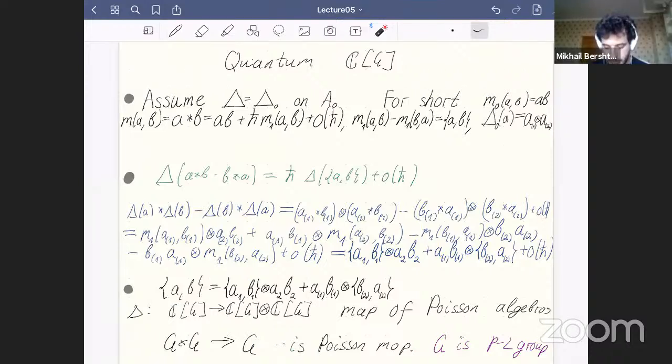Okay. So this O of H comes from the fact that the difference between delta and delta 0 has first order in H, and then since we compute the commutator, we get second order in H. So we get at least H squared. So let's compute further.